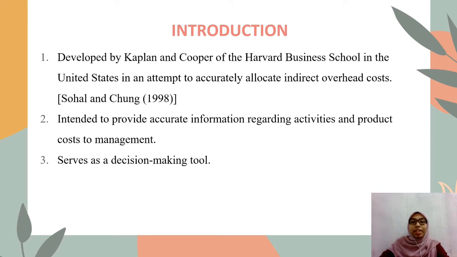ABC is a relatively recent innovation in the ever-changing world of management accounting. According to Sohar and Chong in 1988, ABC was developed by Kaplan and Cooper of the Harvard Business School in the United States in an attempt to accurately allocate indirect overhead costs associated with each product or service of an organization. ABC is intended to provide management with accurate information regarding activities and product costs and serve as a decision-making tool. In 2001, Plomin found that 80% of companies using ABC found this technique to be successful.